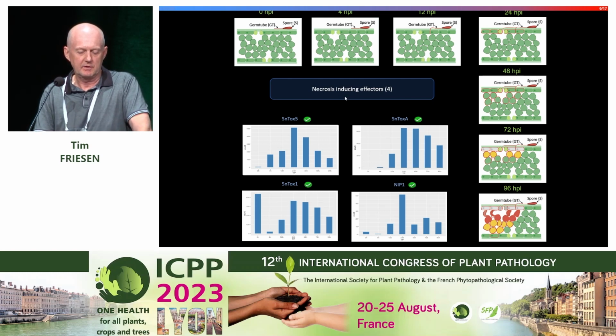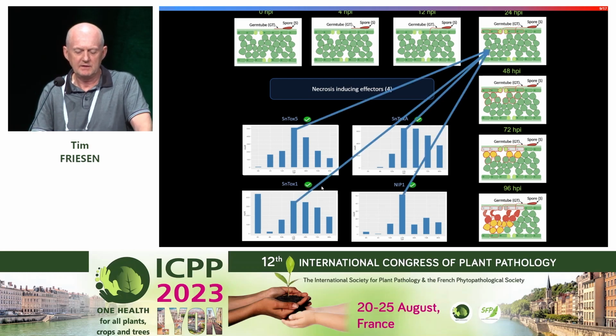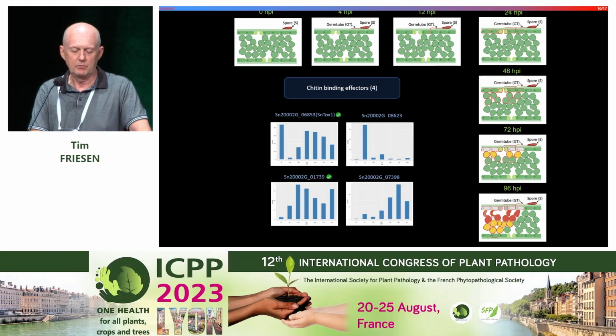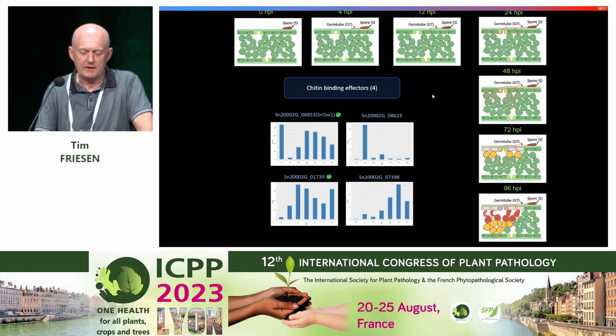So this is the necrosis-inducing effectors, which includes TOX5, ToxA, which is one of the first ones that was cloned, and then TOX1, which also has a secondary function. You can see the peak production of all of these is at 24 hours. But the necrosis doesn't actually happen. We don't see the first necrosis until 48 hours later. So the pathogen, well, we'll move on to the other classes.